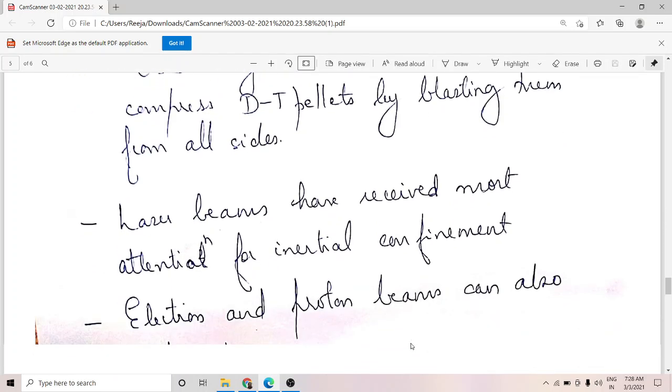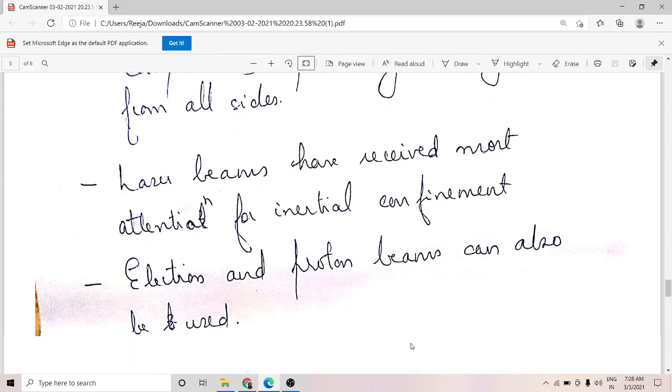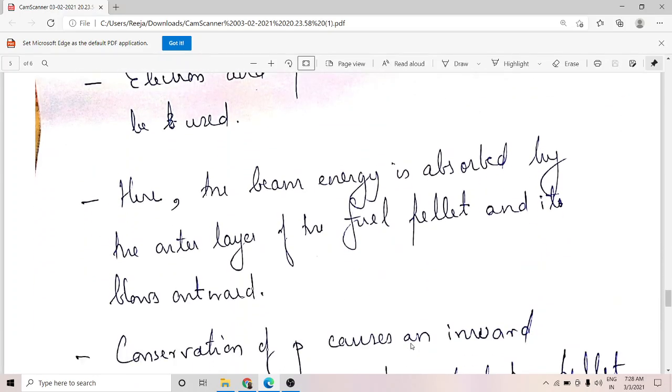So laser beams have received most attention for inertial confinement. Electron and proton beams are also used. Now, what is taking place here? When the beam energy falls on the pellet, it is absorbed by the outer layer of the fuel pellet and it blows outward. The outer layer just explodes and blows outward.